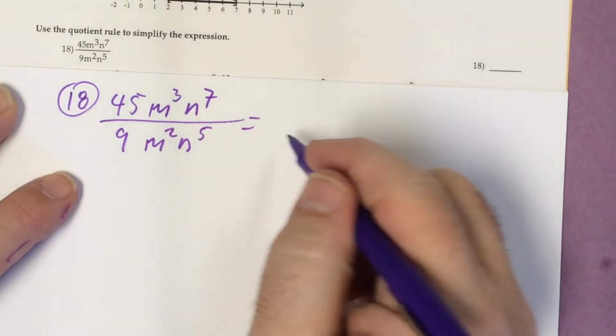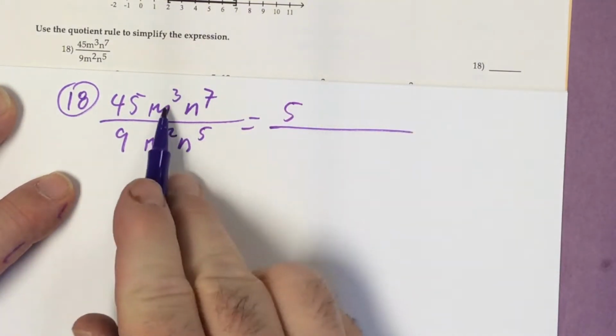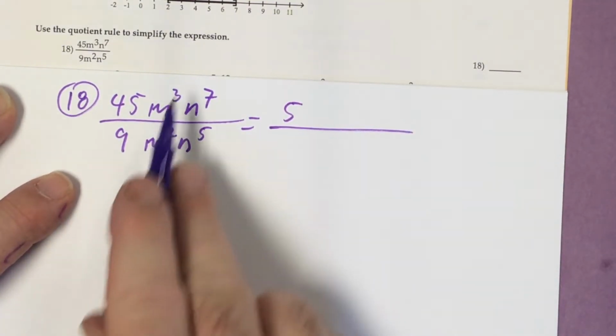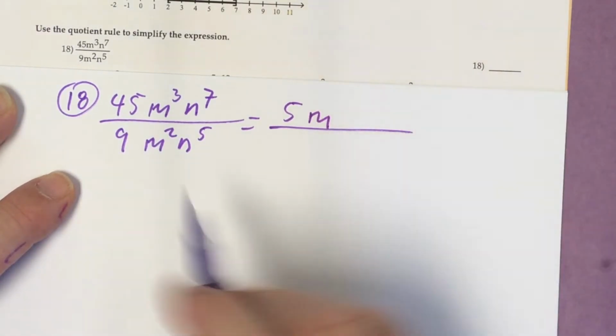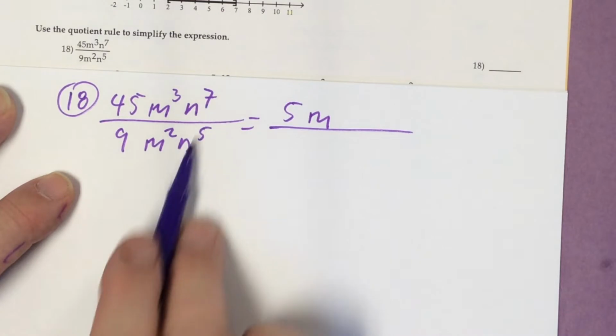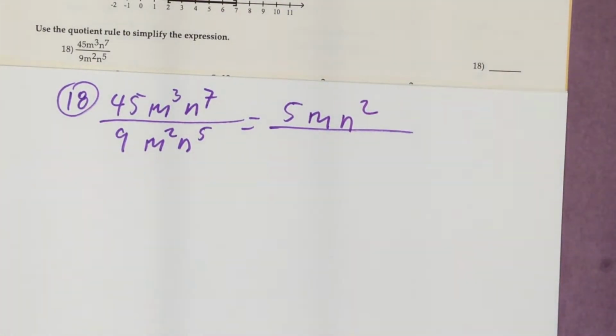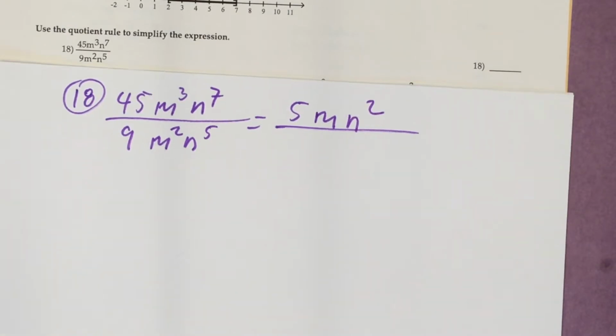So for this one here, we're going to have 45 divided by 9. That's going to equal 5. We have m to the 3 minus 2. 3 minus 2, that's going to be m, because we take 3 minus 2 to get 1. n to the 7 divided by n to the 5th is 7 minus 5, so that's going to be n squared. So the final answer to question 18 is 5m n squared.